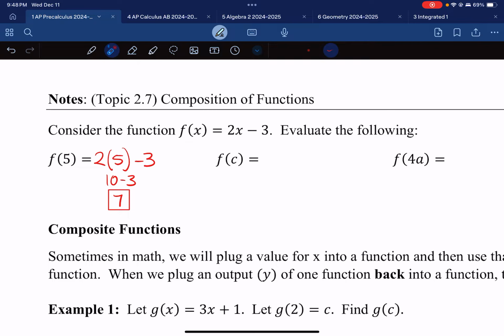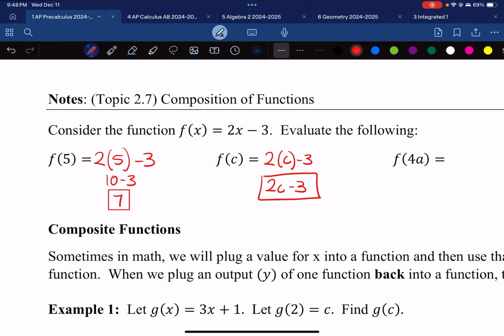Again, x used to be here, which means this c is being plugged in for this x. And I can say that this is 2 times c minus 3. 2 times c, you can't go any farther. You can just call that 2c minus 3, and we are done.